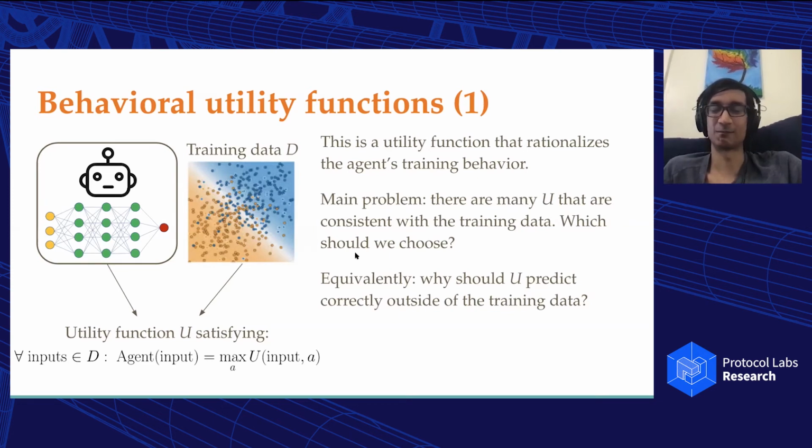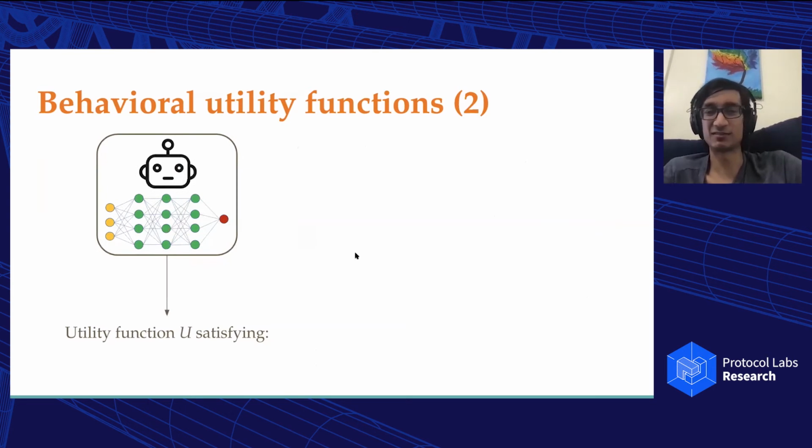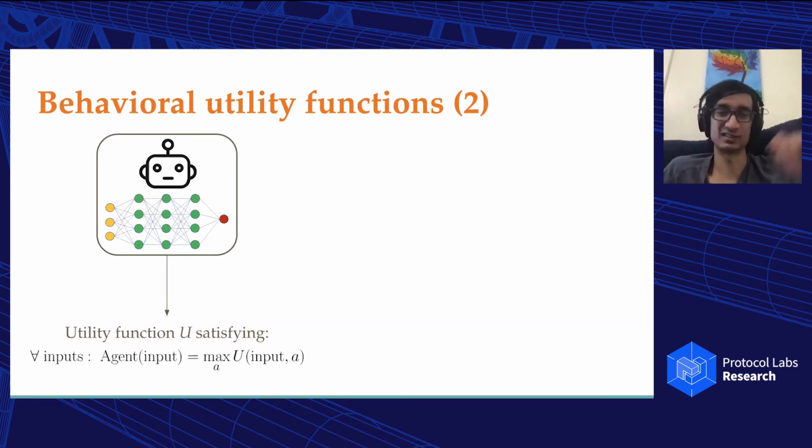So, obvious fix: get rid of the training data. Just find a utility function that works in all possible situations. So now you say, for every input. On the previous slide, it was for all inputs in D, where D was the training distribution. Now it's just for all inputs. The agent's behavior on that input needs to be explained by the utility function.